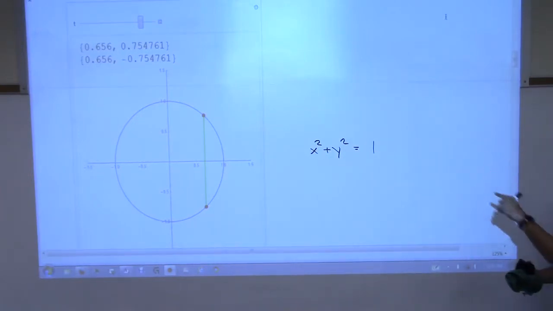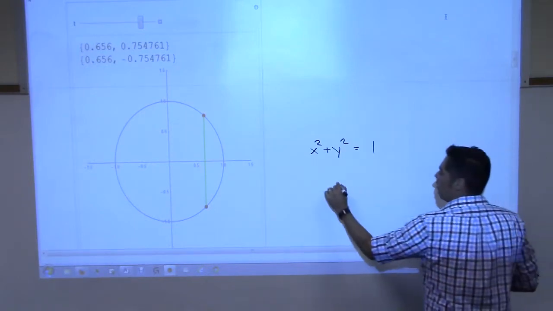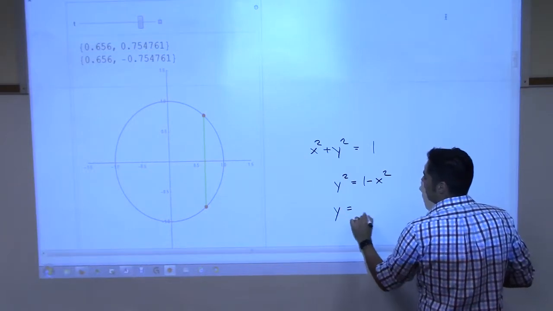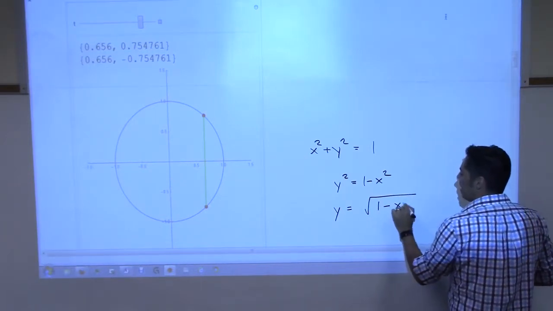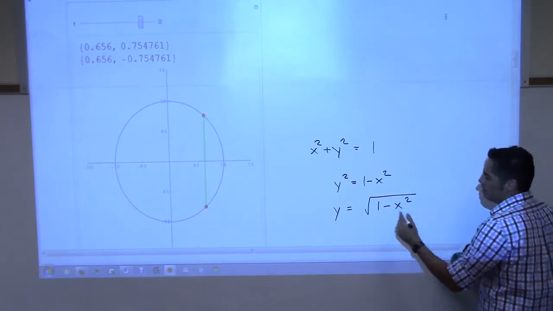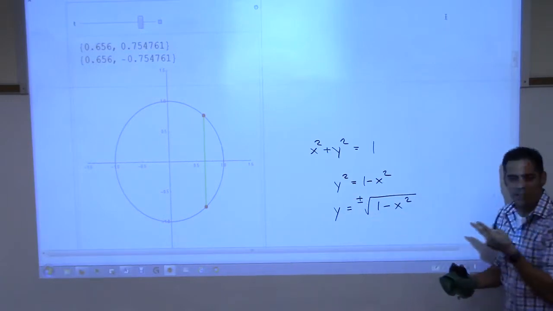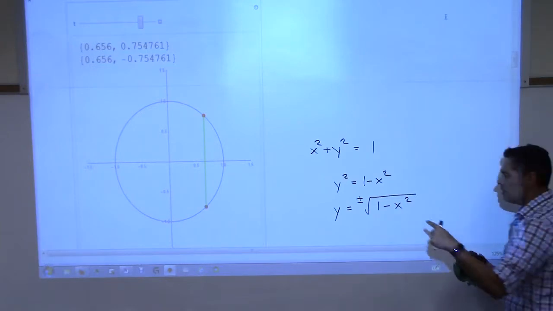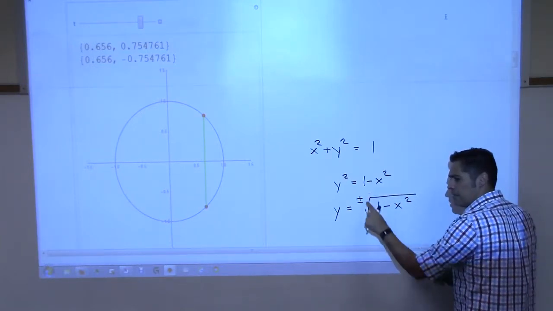We could solve this for y. If we solve it for y, move the x squared over, take the square root, but when we take that square root, what happens? We have to do the plus or minus. So now we've created two outputs. That's what creates the two outputs. You give me an x, it's going to spit out both a positive and negative y.